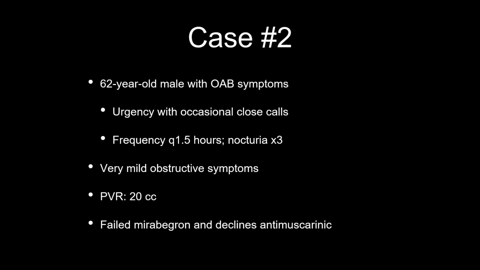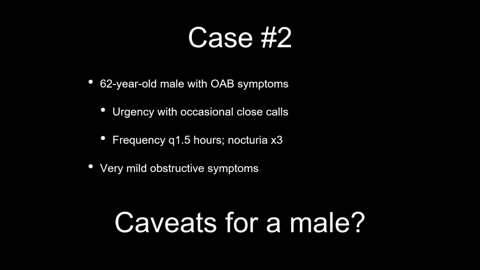62-year-old male with OAB symptoms, urgency with occasional close calls, but he pretty much makes it. He's got frequency, particularly at night, and mild obstructive symptoms. Again, he's 62, so you have to think about what might be going on there. PVR of 20. He's failed a beta-3 agonist, and he declines antimuscarinics. Okay, so are there caveats for a male?